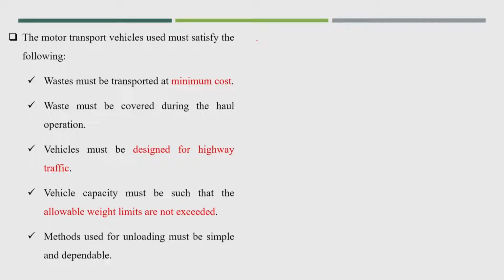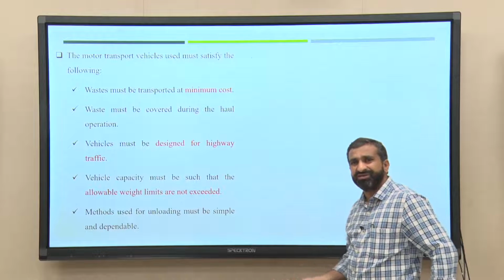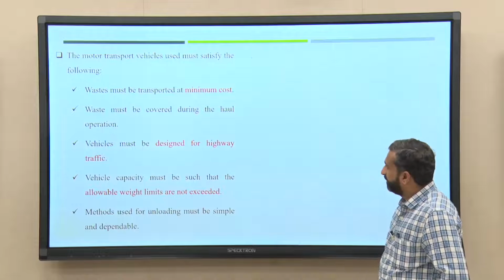So, what important issues have to be discussed or finalized before going for road transport? The first consideration to be satisfied is that waste must be transported at minimum cost. That is the important one, because only for that are we planning a transfer station. If the cost of hauling waste from the transfer station to the disposal site is very high, then there will not be any benefit in having the transfer station.